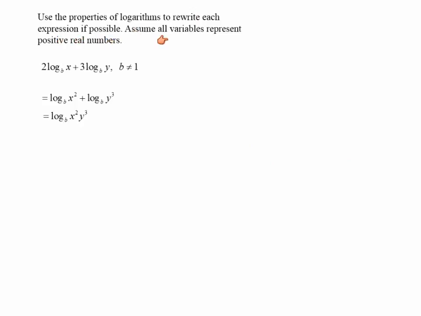Use the properties of logarithm to rewrite each expression if possible. Assume all variables represent positive real numbers. Here we have 2 log of x plus 3 log of y. b cannot be equal to 1. Same base b for both of them. So here we want to write this as a single logarithm. First, I can use the power rule to move this 2 up here. So I can write it as log of x squared. Recall that if I have log of x to the power of r, I can write it as r log of x, same base b for both of them. We're doing this backward. We're moving this 2 on top of x, and this 3 on top of y as exponents.